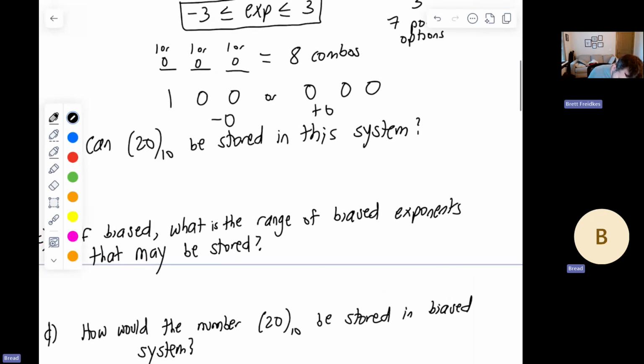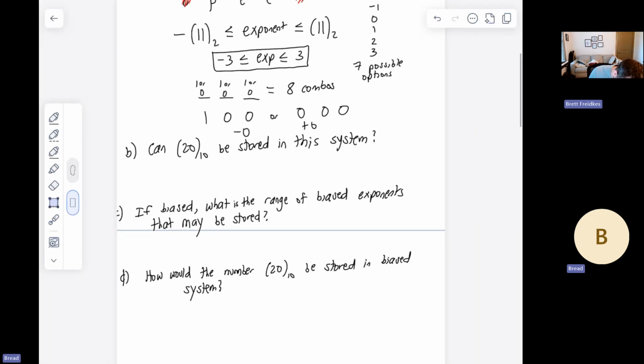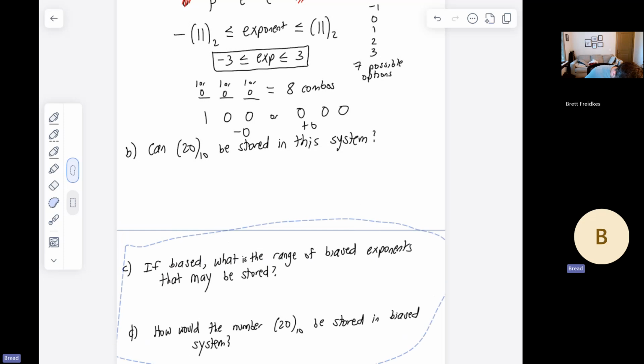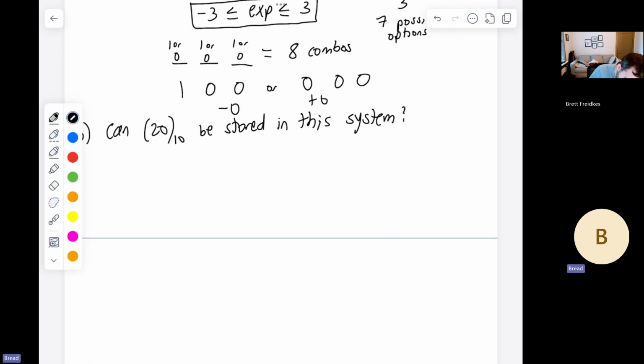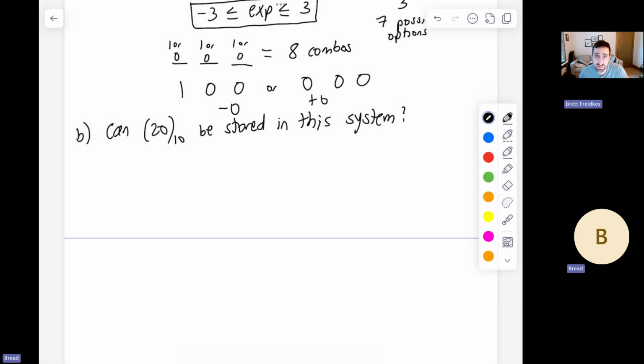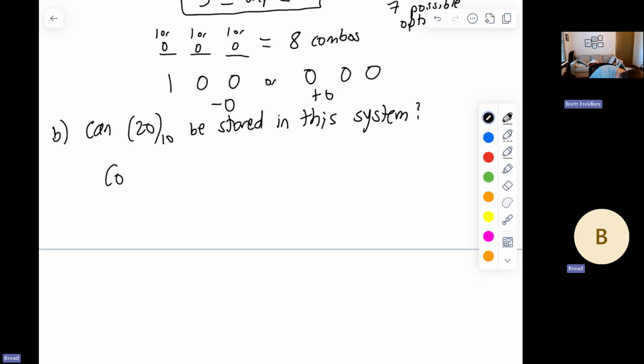Let's go to part B of this problem, which is asking us, can we store the number 20 in this system? If you're ever asked to find if a number can fit or how it would be stored in a certain system, we first have to convert the number to binary and then to floating point. So convert 20 to binary and then ultimately floating point.